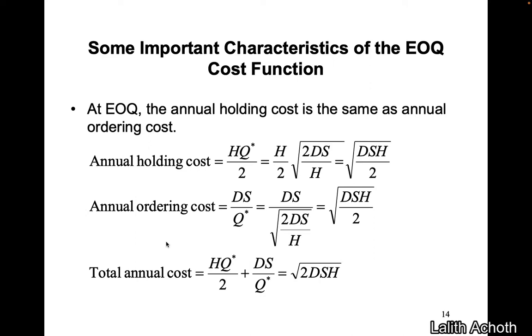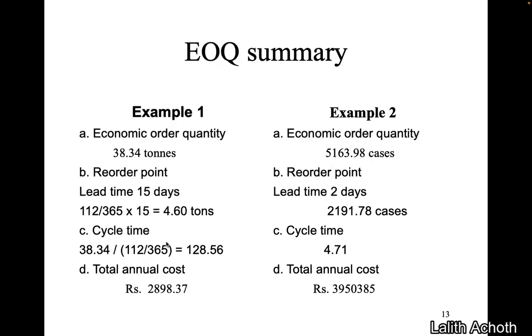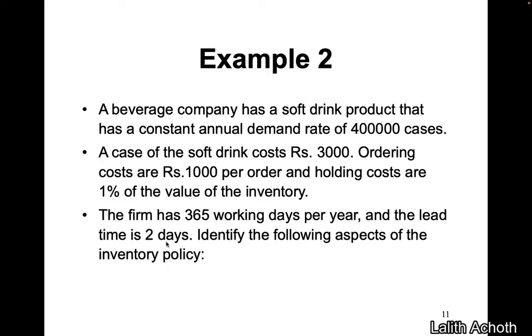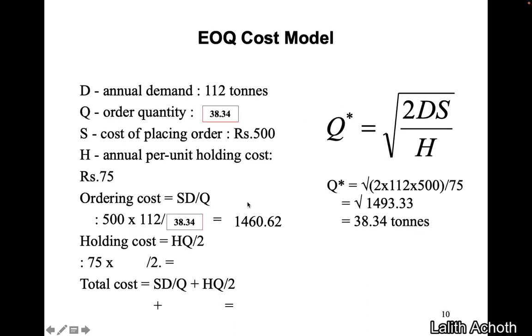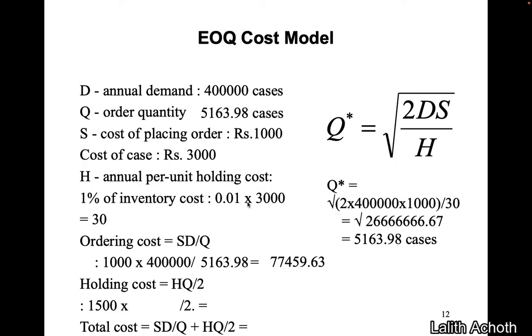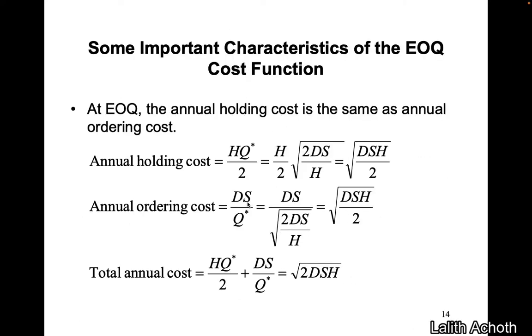This is very interesting. At the economic order quantity, the annual holding cost is the same as the annual ordering cost, because you see that's where they intersect. You have seen that, no? They intersect, so they have to be the same. It's obvious. Here it has to be the same. They meet, so this cost and this cost have to be the same, though in our calculation it's not exactly the same.